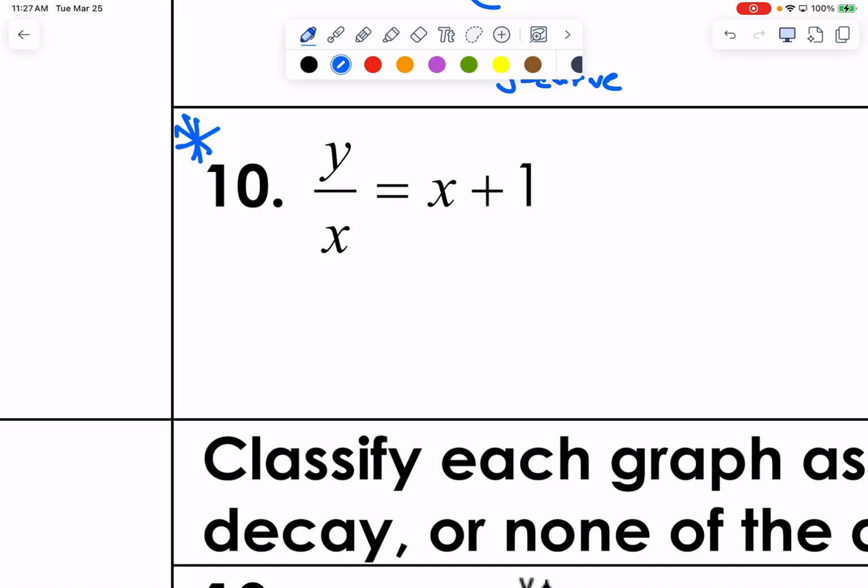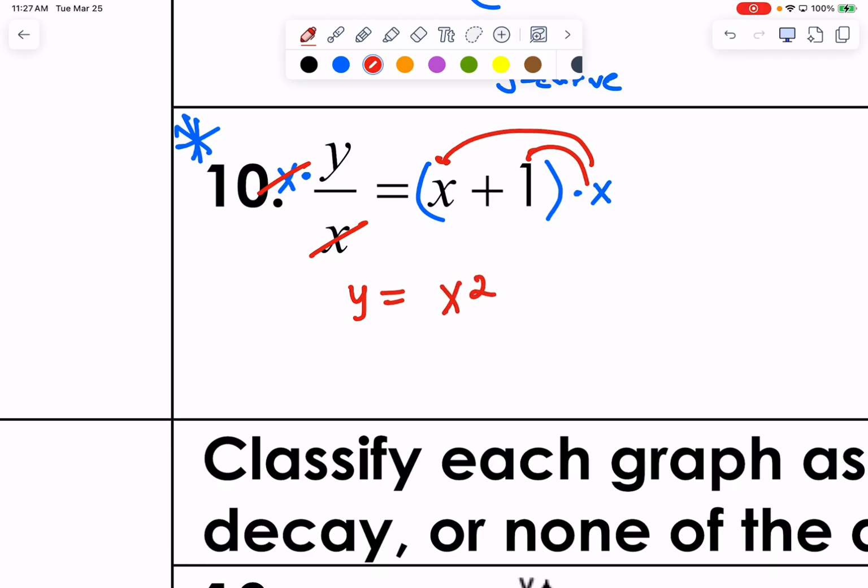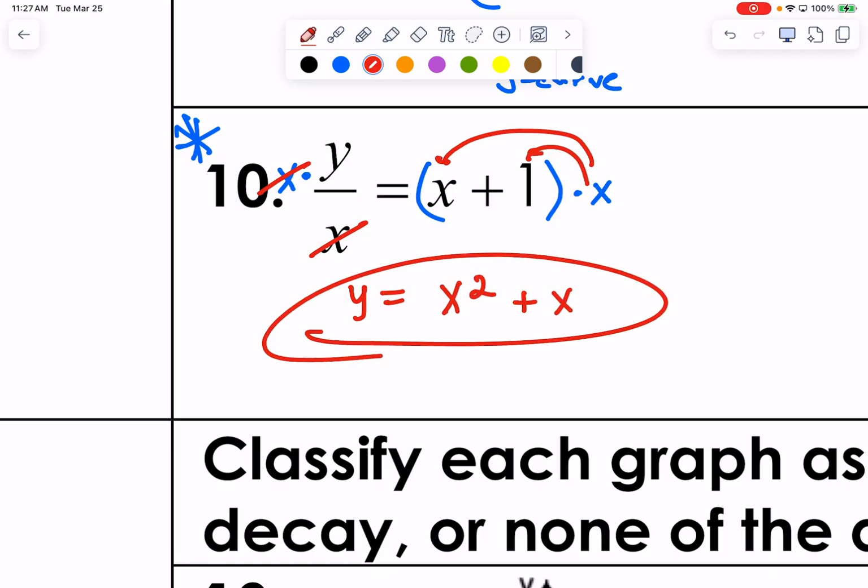Here's the problem. Do you see the x on the bottom? How do you get rid of the x on the bottom? Times both sides by x. Now watch what happens. I'm going to times both sides by x. Those x's cancel on this side. But then you have to distribute this. What's x times x? x squared. x squared plus 1. So it is quadratic. That's a trick question.